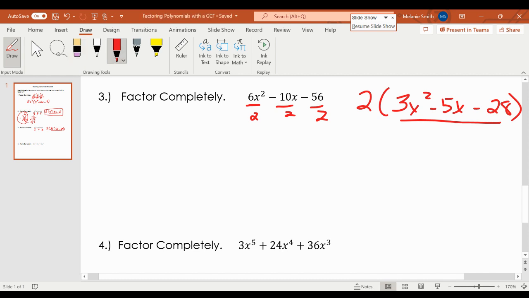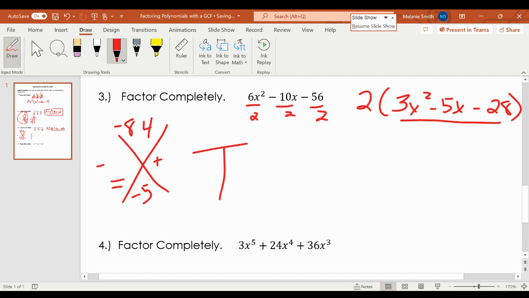So I'm going to do 3 times 28. 3 times 8 is 24, so that would be 84, right? 3 times negative 84. And negative 5. So I know because 84 is negative, I need a negative and a positive. And because the 5 is negative, the negative number is going to be bigger. So I need to look at my factors of 84.